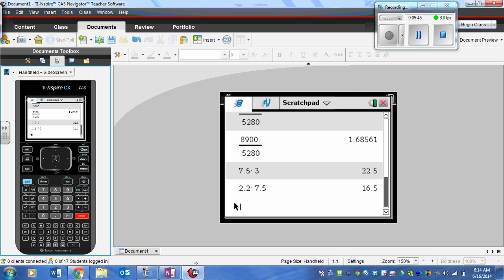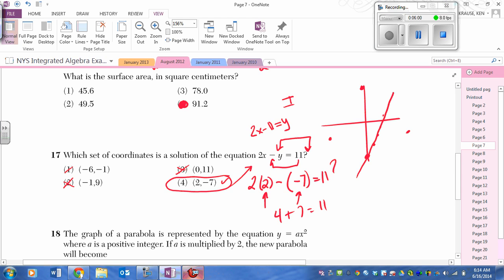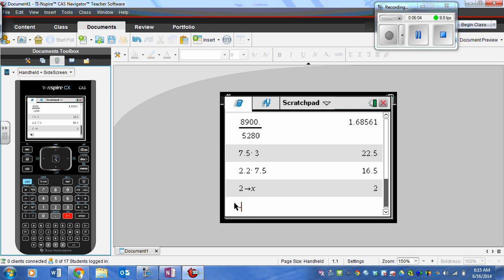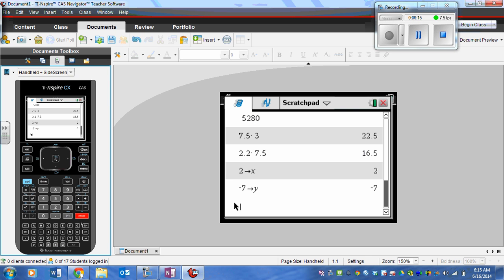Now, if you want to check your math, maybe you didn't do that right, we can always go back to the calculator. We're going to take 2 and store it into x. This can be found on almost any calculator. And then we'll take negative 7 and store it into y. And then just type in the problem: 2x minus y equals 11. Well, we're looking for the true.